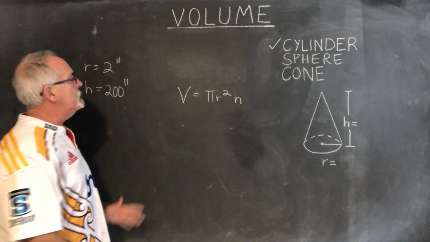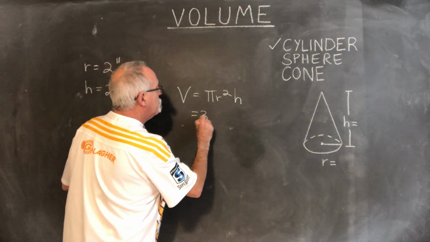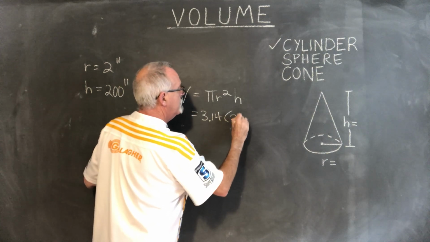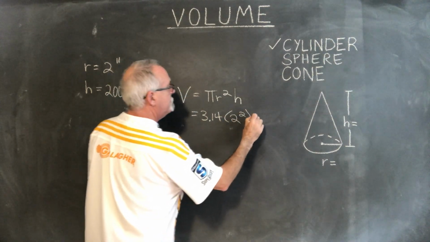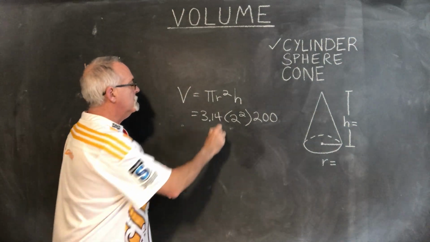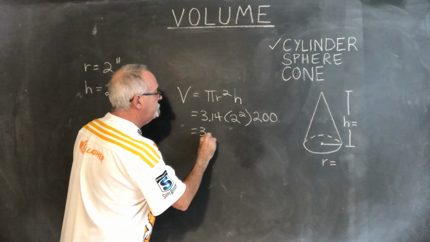Okay, so pi r squared h in this case is going to be 3.14 times 2 squared times the height of 200. Again, respect the order of operations. So 2 squared equals 4. We have to do that first.